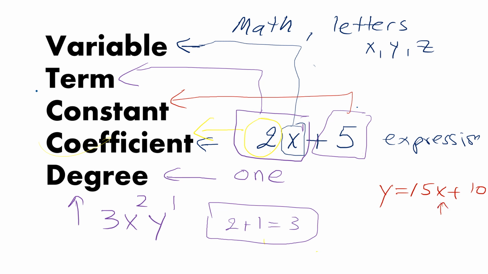X is a variable. In this case, it's an independent variable, and y is a variable, but it's a dependent variable. It depends on x. So if it's income, then it depends on the hours. More hours, more income. And in this case, there is a direct link between the two. 15 is a coefficient because it's multiplied by x. 10 is a constant because it's just a constant.